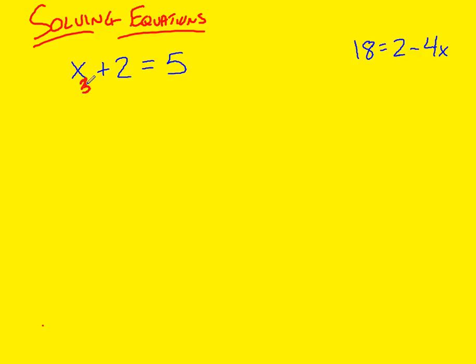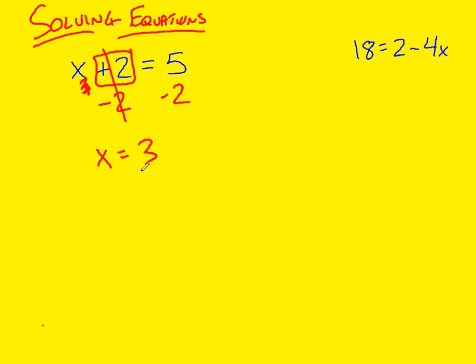But the main thing to look at, I have x plus 2. To be able to get x by itself, which is what we're going to do in all of these, we need to do the inverse operation of what's happening here. So I need to subtract 2 from both sides. So that gets rid of that and leaves me with x equals 3.